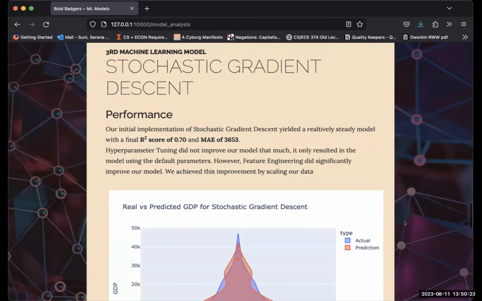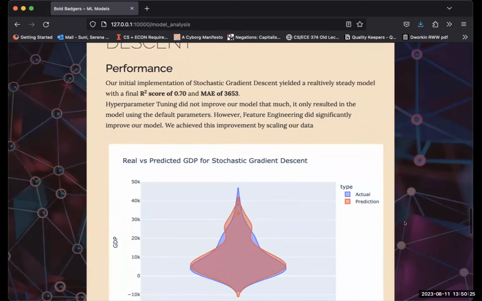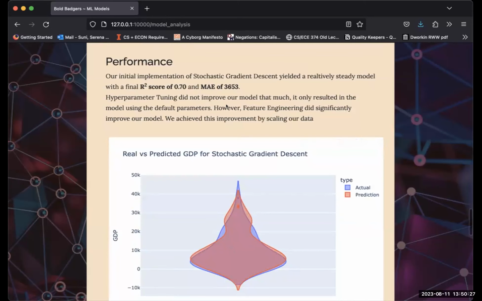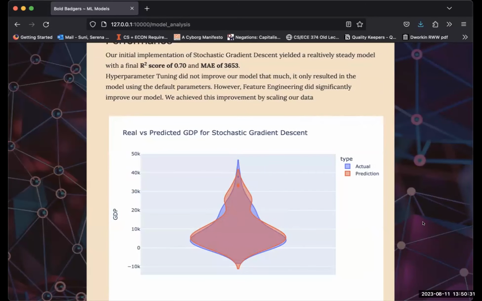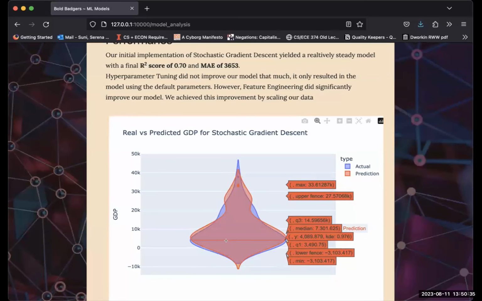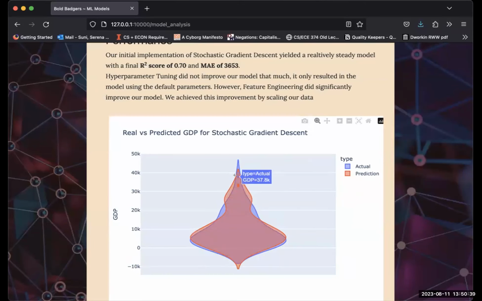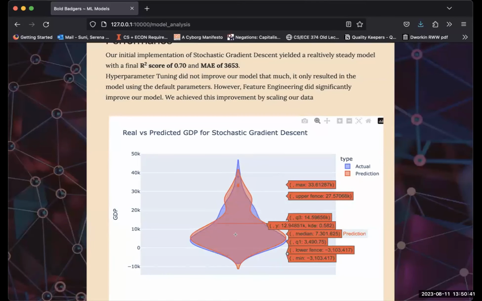Now, next is stochastic gradient descent. It's our third best performing model with an R-squared value of 0.7 and mean absolute error of 3,653. Now, unlike the other models, hyperparameter tuning didn't improve it at all, resulting in us using default parameters. But when we did some feature engineering and scaled our data, it significantly improved our model.